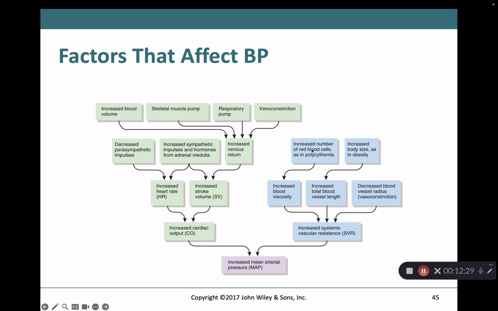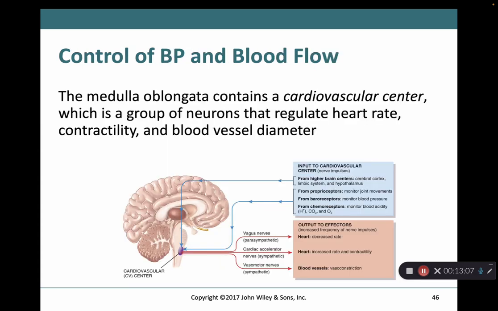If we also had an increased number of red blood cells, like if we're polycythemic, this would increase our blood viscosity, right? Make it thicker. Okay, and then this would increase our systemic vascular resistance. If we had an increase in total blood vessel length, this would also increase our systemic vascular resistance. Or if we had a decreased blood vessel radius, so vasoconstriction, right, constriction of the blood vessels, this would increase vascular resistance, increasing our mean arterial pressure. Okay, so these are all things that would increase our blood pressure.